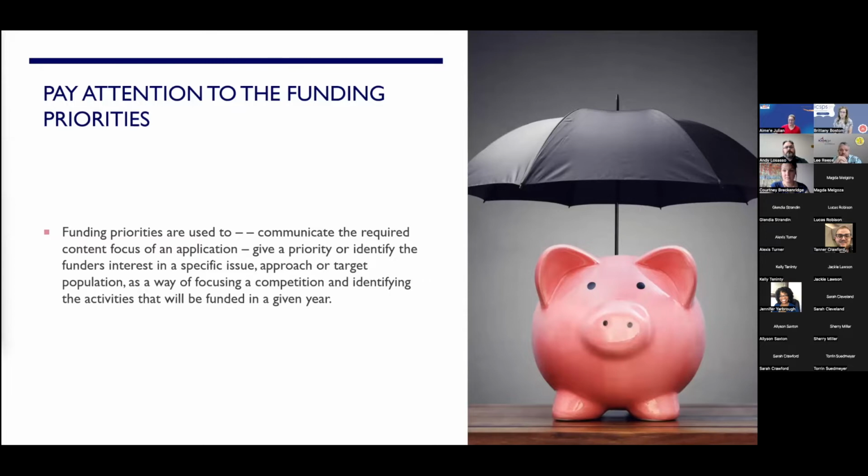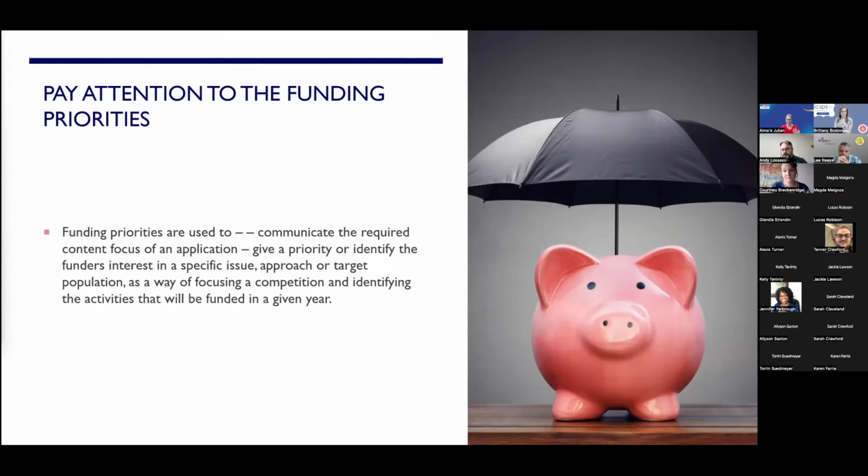It deserves its own slide, not only because I like little pigs, but because your funding priorities are really intentionally put in there. They're used to communicate the requirements and content of the focus of an application. They give priority or identify the funder's interest in a specific issue, approach, targeted population, way of focusing your completion, identifying the activities that will be funded in a given year.